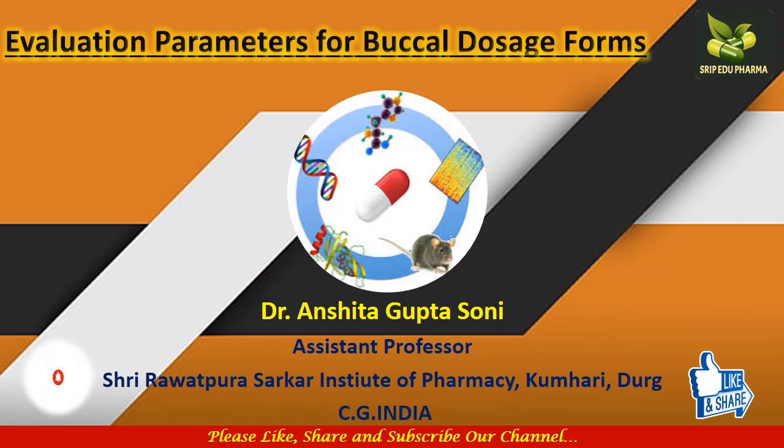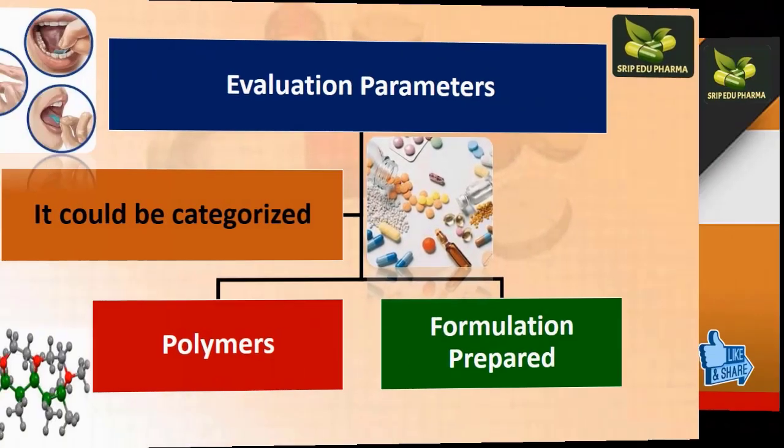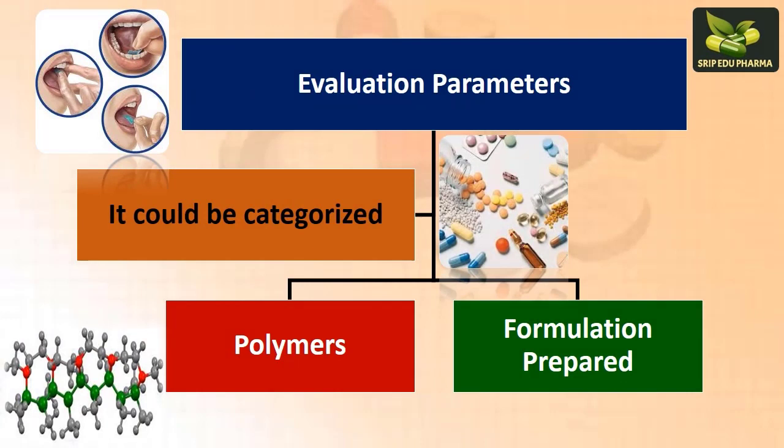Let's start our video. Students, as you all know, evaluation parameters are the utmost important thing in dosage form design. So when it comes to buccal dosage forms, we can broadly classify the evaluation parameters on the basis of two things. First is the polymer that has been used, and second is the type of formulation that we have prepared.